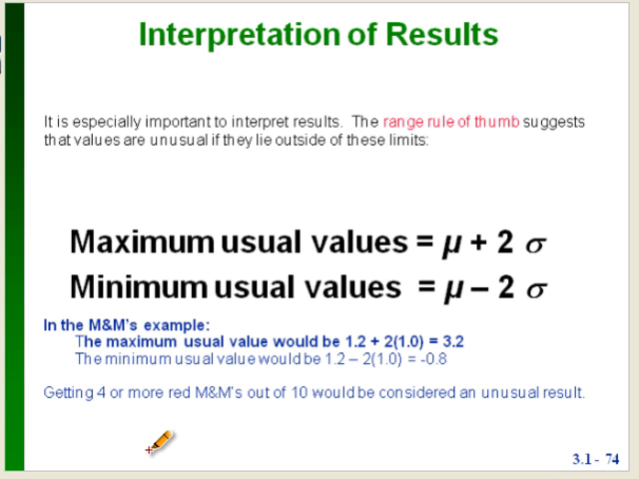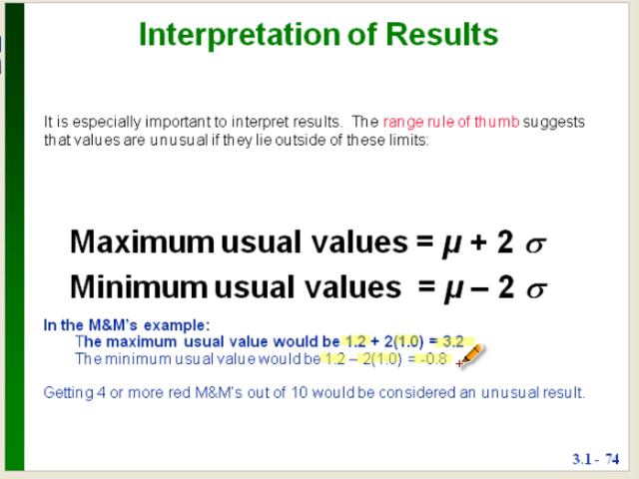Now finally, when we're interpreting results, since we know how to find mean and standard deviation for a binomial probability distribution, we can talk about maximum and minimum usual values from that range rule of thumb. In our M&Ms example, since we found our mean right here and our standard deviation, that means our maximum usual value would be 1.2 plus 2 times 1.0, or 3.2. Our minimum usual value would be 1.2 minus 2 times 1.0, which would give us a negative 0.8.